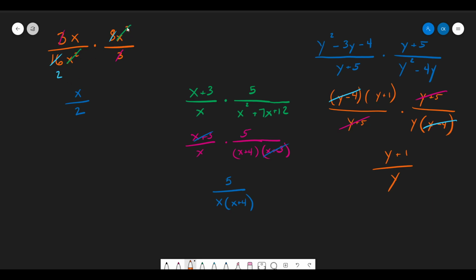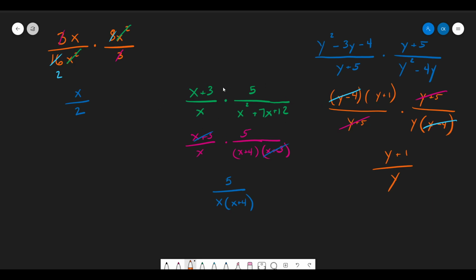The x squared and the x squared can also be canceled out. So what we're left with on top is an x and a 1, and 1x is just x. And in the denominator, all that we're left with is 2. So my final answer is x over 2.